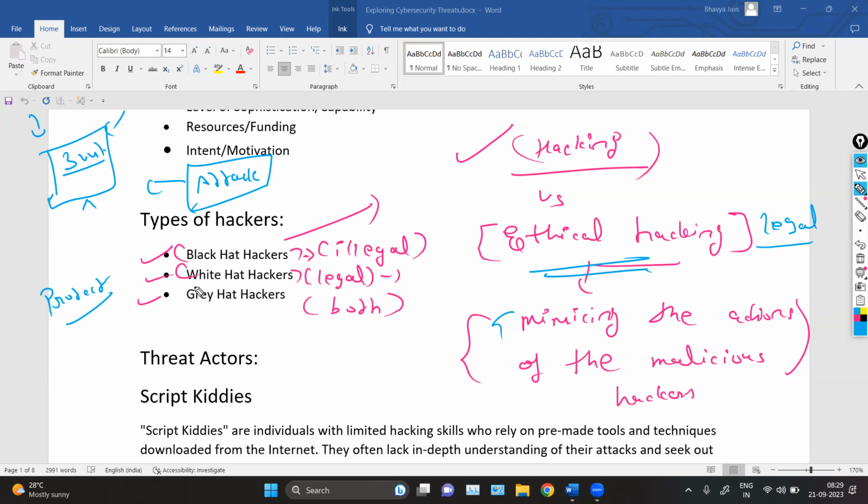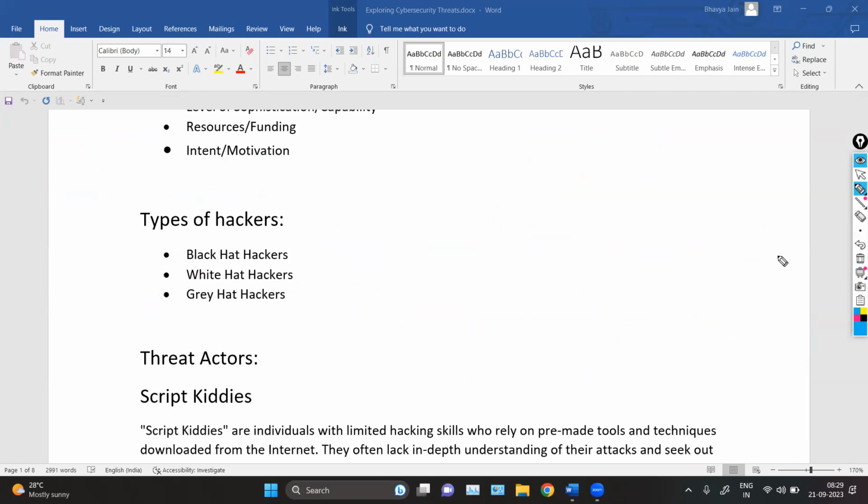Then we have gray hat hackers. They are both. They hack illegally and legally both. For example, let's say there's an employee in a company. The employee is working as a full-time employee at, let's say, Amazon, and the role of that employee is to provide protection to the company. So that is a white hat hacker. The employee is working as a white hat hacker in the morning and a black hat hacker in the evening.